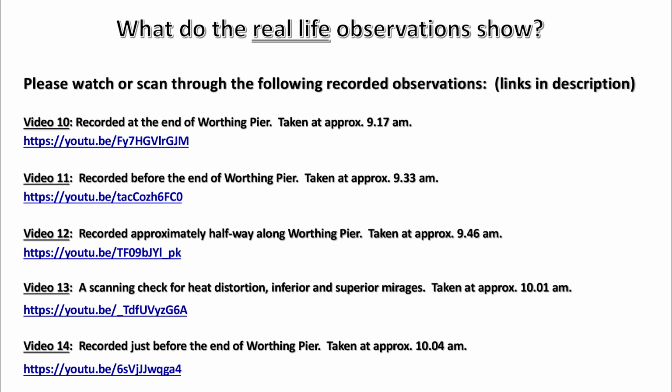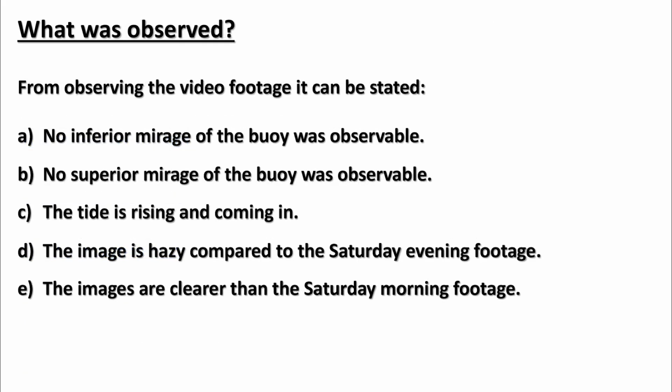Please watch or scan through the following recorded observations. Links will be in the description. What was observed? From observing the video footage, it can be stated: A. No inferior mirage of the buoy was observable. B. No superior mirage of the buoy was observable. C. The tide is rising and coming in. D. The image is hazy compared to the Saturday evening footage. And E. The images are clearer than the Saturday morning footage.